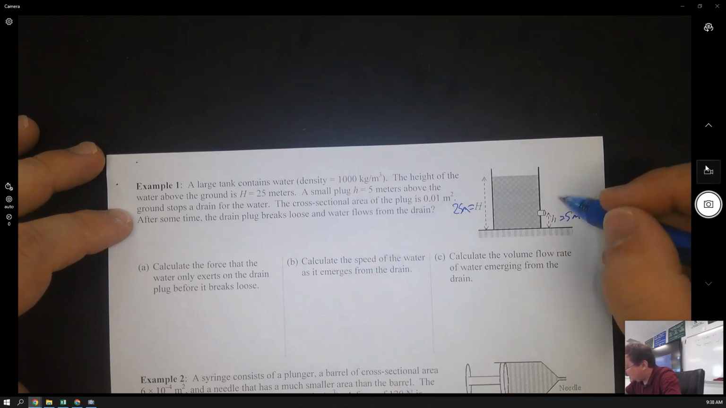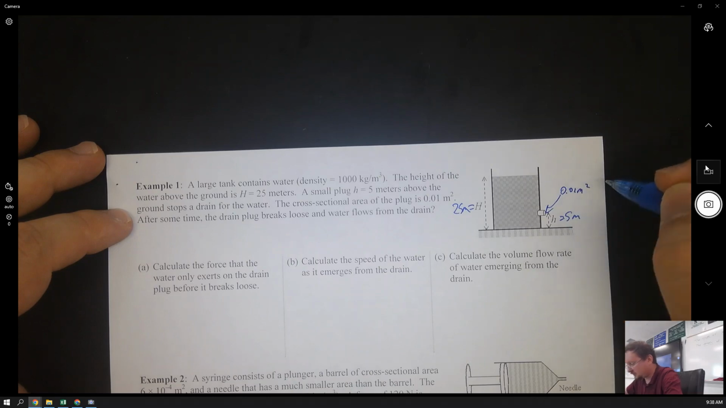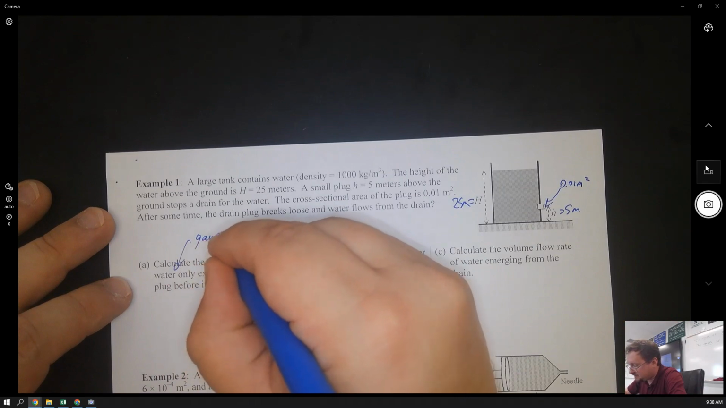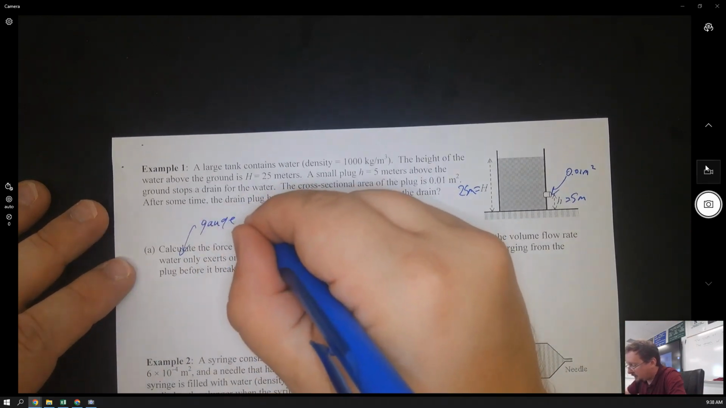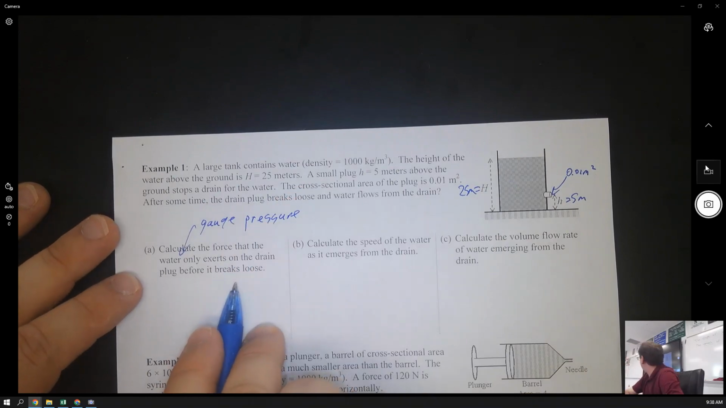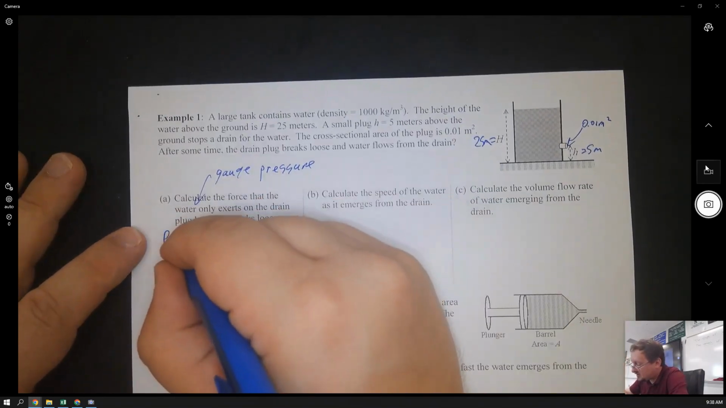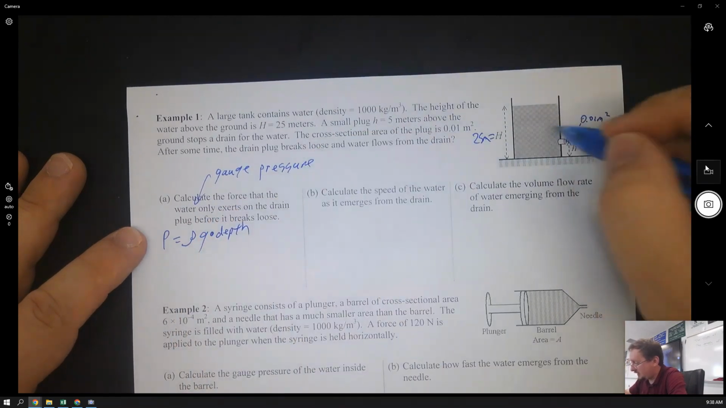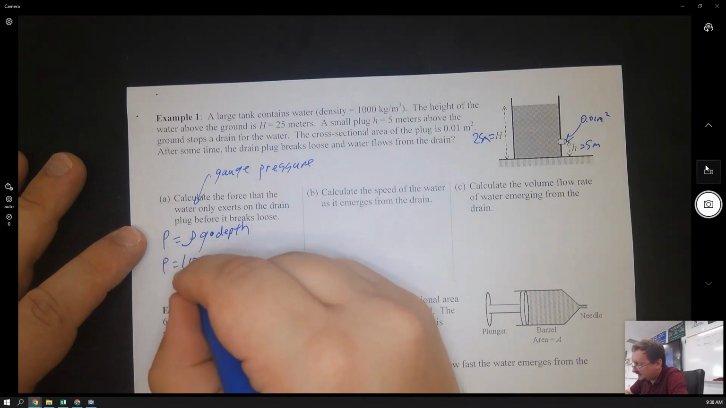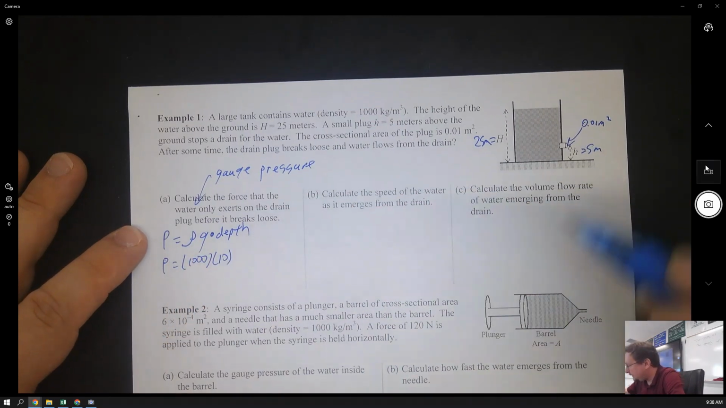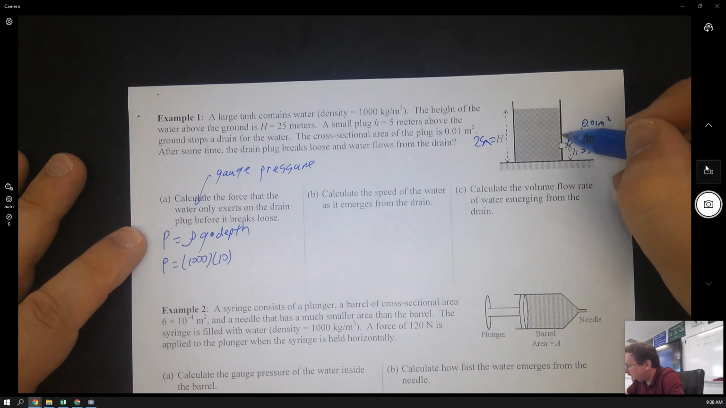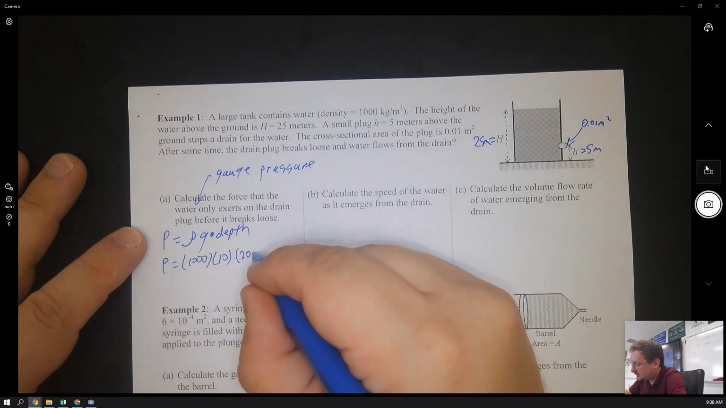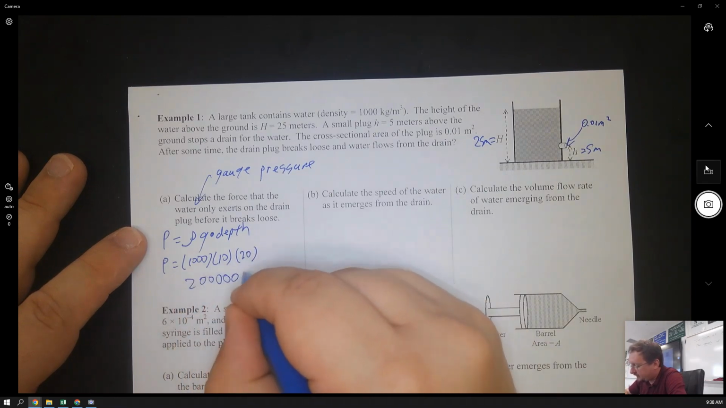Okay, the cross-sectional area of the drain plug is 0.01 meters squared. Calculate the force that the water only, that means gauge pressure, exerts on the drain plug before it breaks loose. Okay, so gauge pressure is density, gravity, and I'm going to spell out the word depth, because the H's are already used right now. The density is 1,000. Gravity, I'm going to use 10 because that's an easy number. The actual depth below the top of the water is 20 meters. And so you get 200,000 pascals.